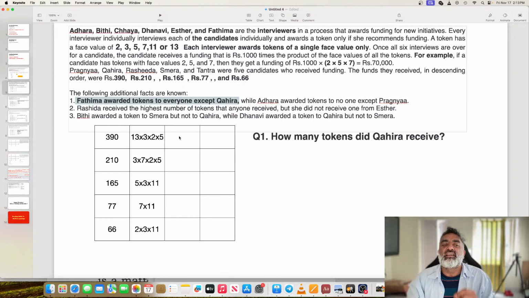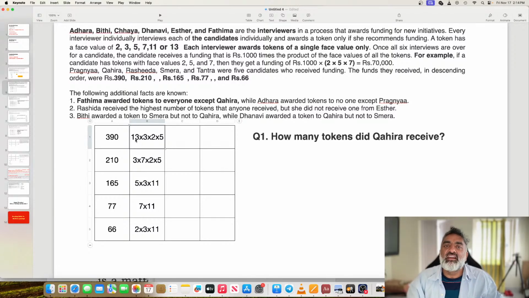Okay. Let's think. Can Fatima be, I'm going the very slow, very basic deductive way. Can Fatima be 13? 13 is only given to this character, the 390,000 person. 13 is not even there in any of the numbers. Here it said Fatima awarded tokens to everyone. That means 1, 2, 3, 4, 5 people there. Out of 5, 4 people she gave tokens to. So 13 can't be the number.